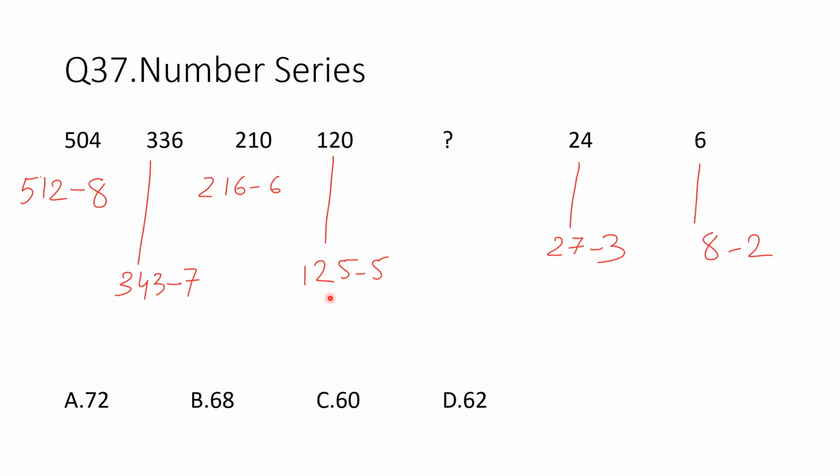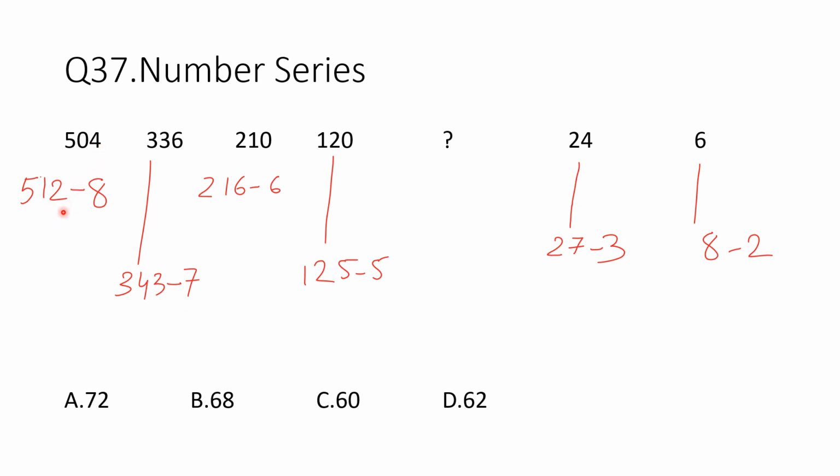120 near to 121 or 125. 125 is a cube, 121 is a square. 24 is near to 25 or 27 both. 6 is near to 4 also, 8 also, 9 also. अब आपको ये देखना है कि सभी चीज ऐसा क्या है. So up to this fine, but 210 को अगर आप देखते हो तो 216 के पास दिखता है, right? Which is a cube. 336, if you try to see, it is nearer to 343, which is again a cube.